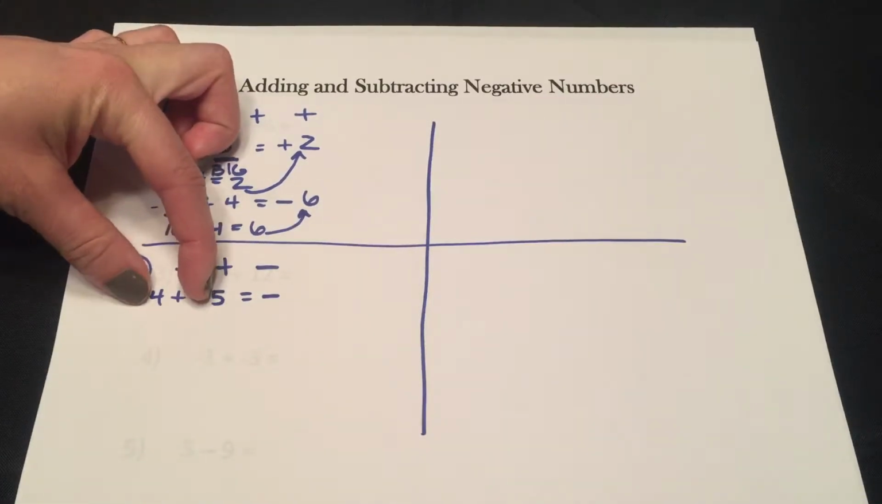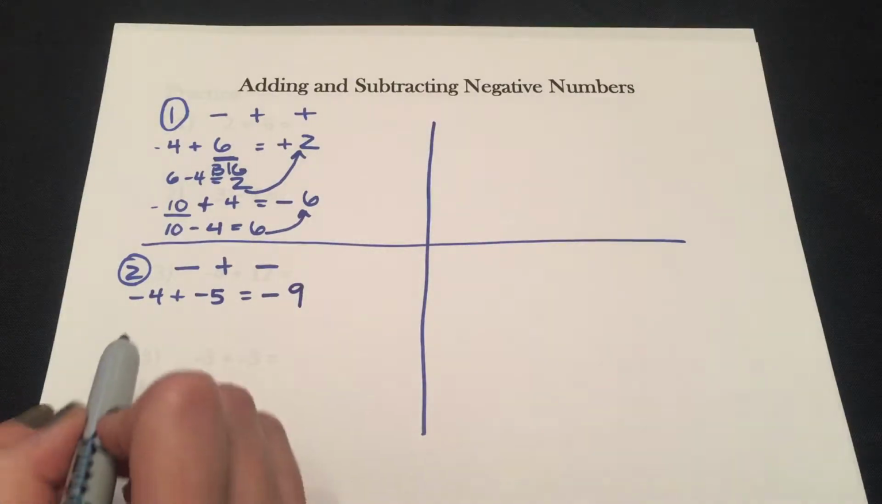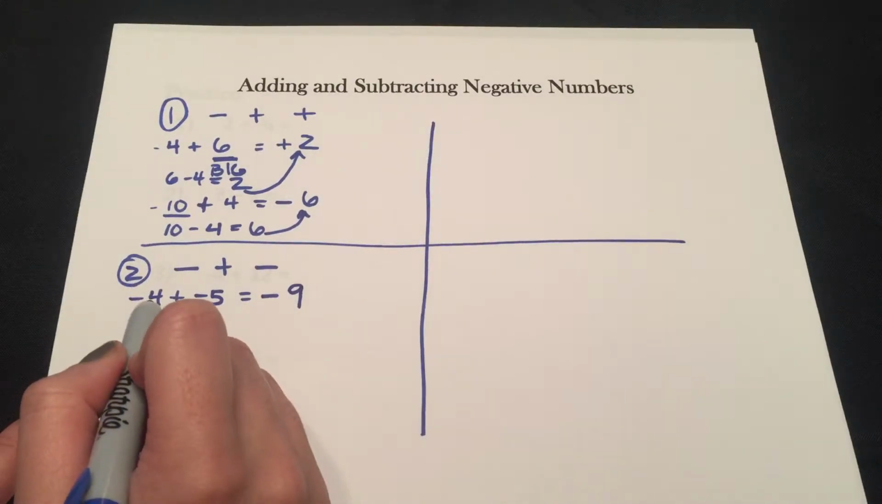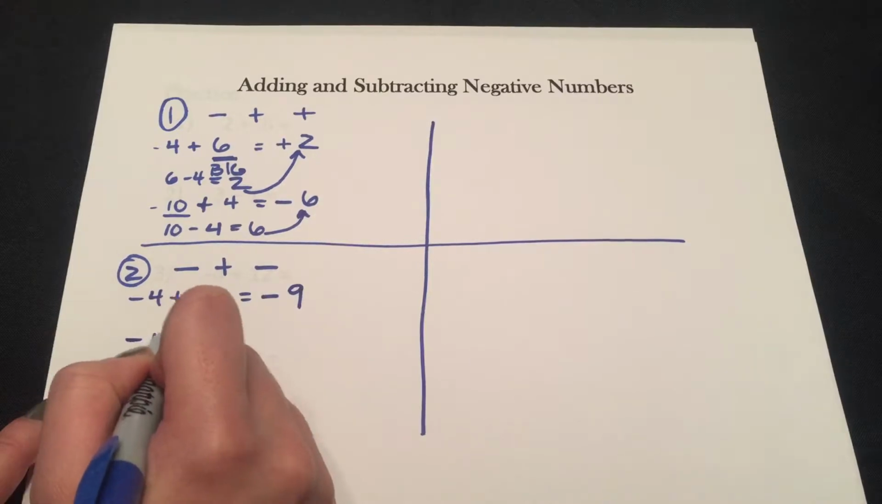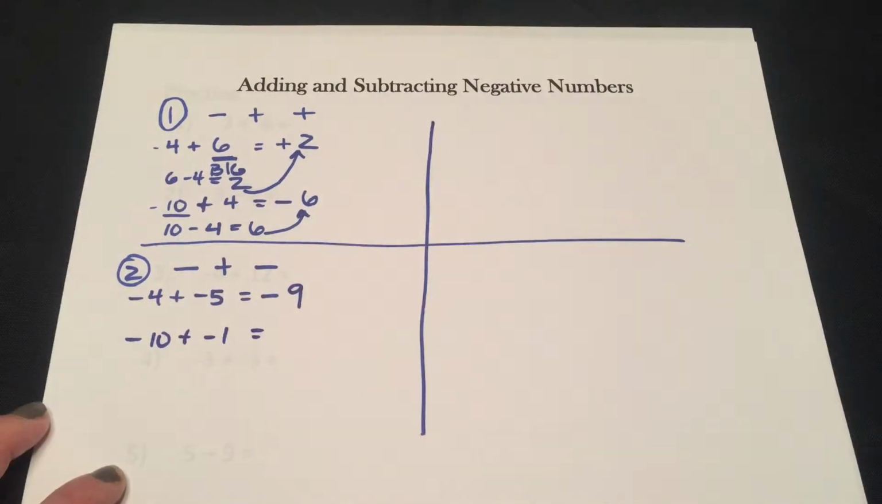Then we cover up those negatives and we say, now we have a 4 plus a 5. What's 4 plus 5? 9. Good. Our final answer is negative 9. Let's try this again. What if we had negative 10 plus negative 1? What do we get?